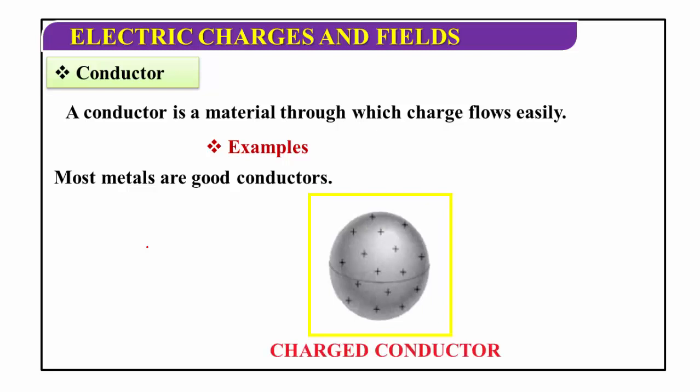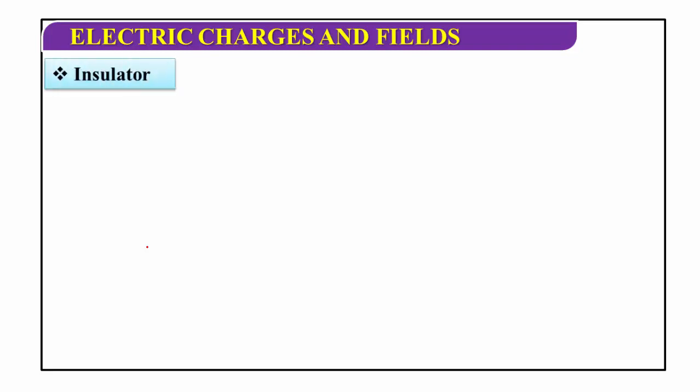This is the charged conductor. The materials which allow the flow of electric charges through them are called conductors. Most metals are good conductors, or impure water or a solution of salt. These are the examples for good conductors.